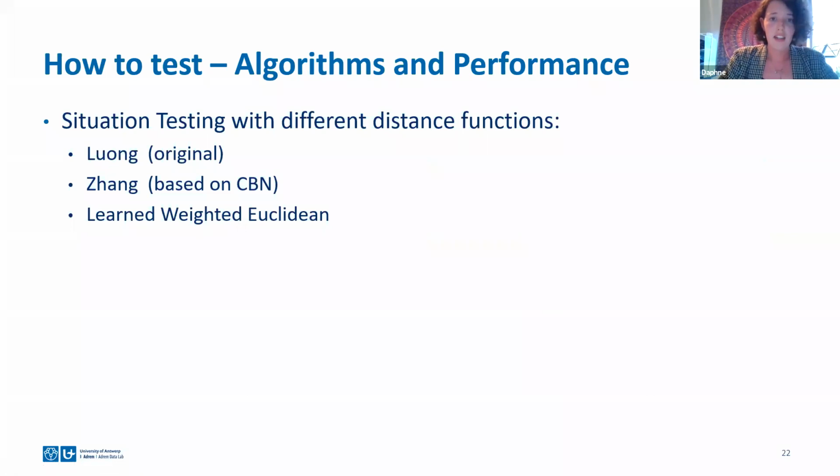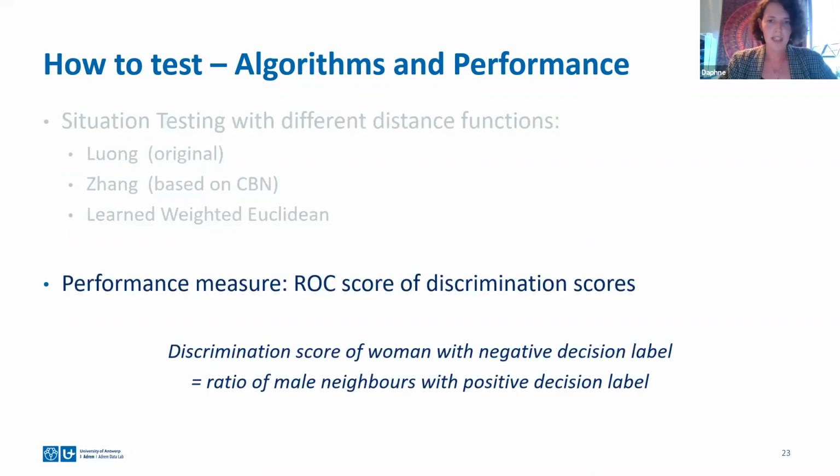So then the algorithms we tested in our experiments were the original situation testing using either one of the distance functions, namely either the one by Luong, the quite simple one, let's say, the one by Zhang, which is based on a causal Bayesian network, and our learned weighted Euclidean function. And the way we measured our performance is by looking at the ROC scores of the discrimination scores.